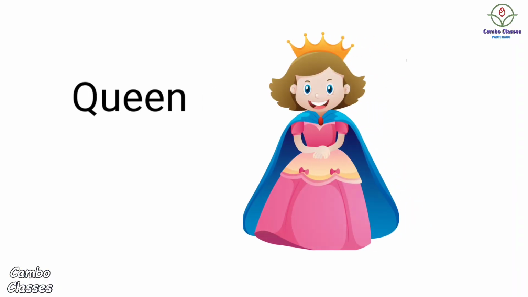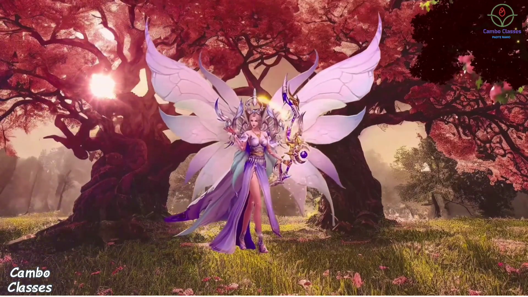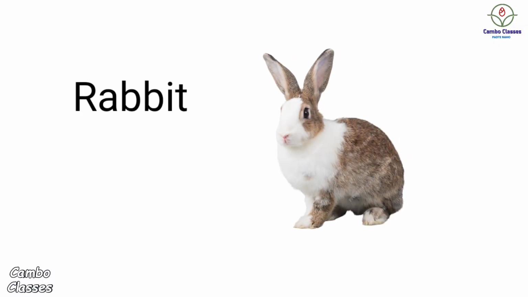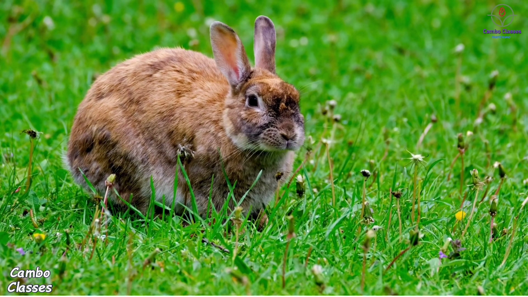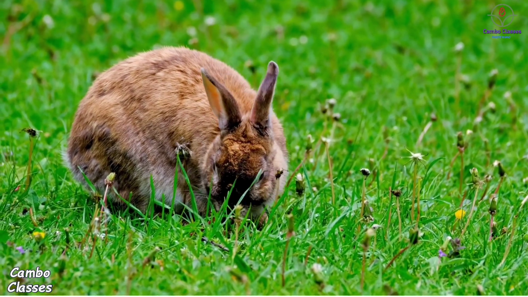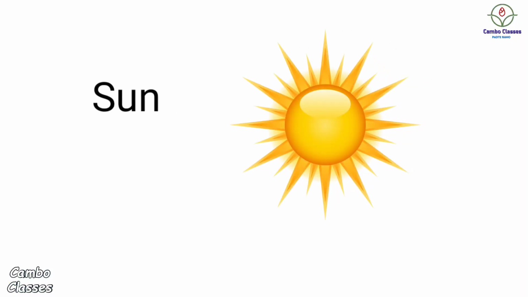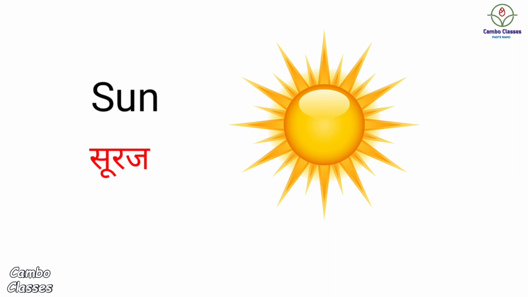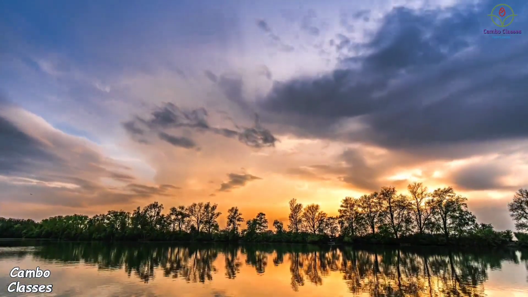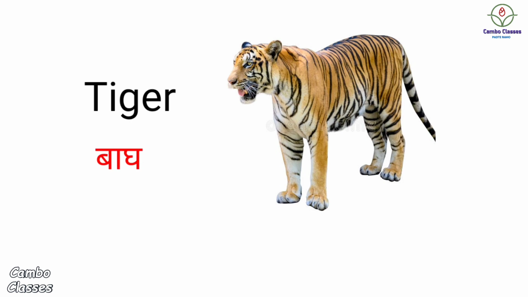Q for queen. Queen means rani. R for rabbit. Rabbit means khargosh. S for sun. Sun means suraj. T for tiger. Tiger means bagh.